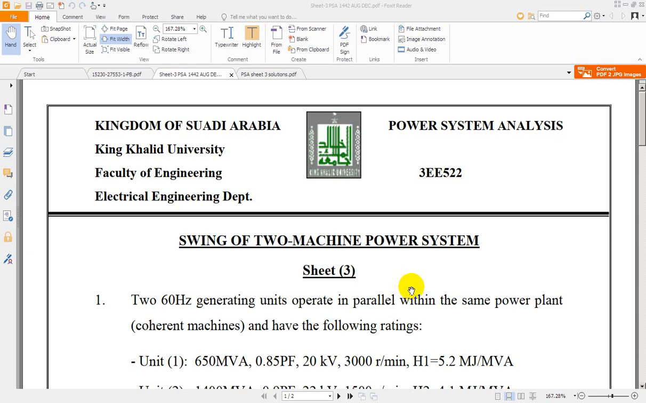Welcome to the sheet 3, swing of two machine power system or multi-machine system tutorial.